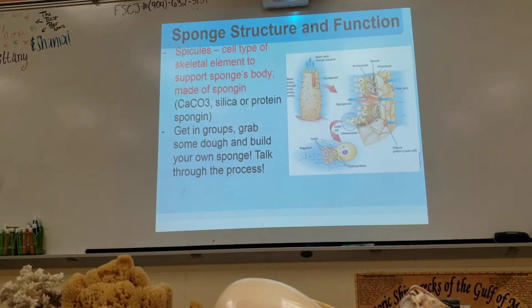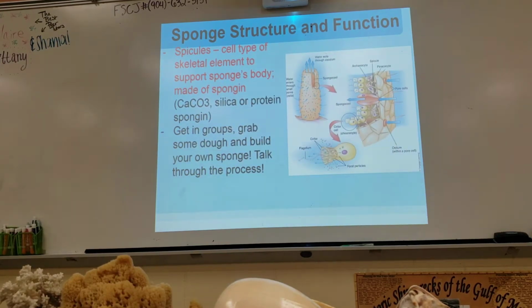Spicules, those are the triangular shapes that I just described, that I drew on the board just a few minutes ago. A skeletal element to support the sponge body, and it's made of calcium carbonate, silica, or the protein spongin, depending on the species.